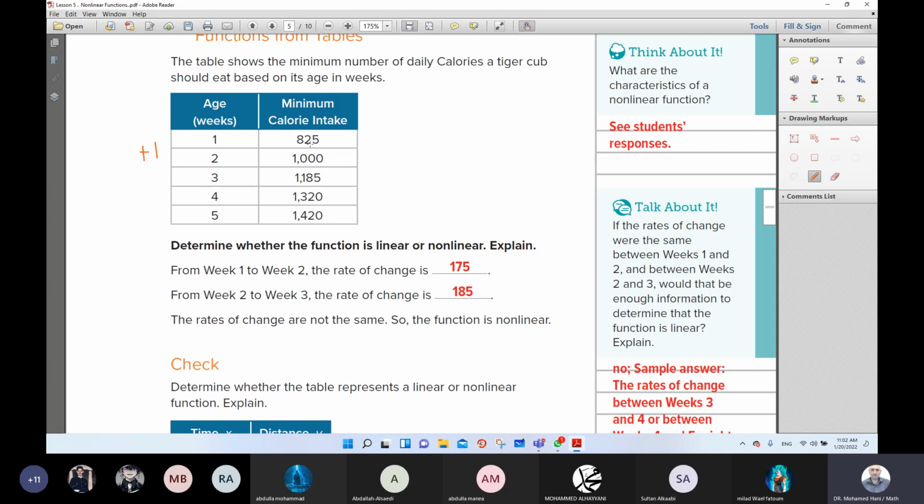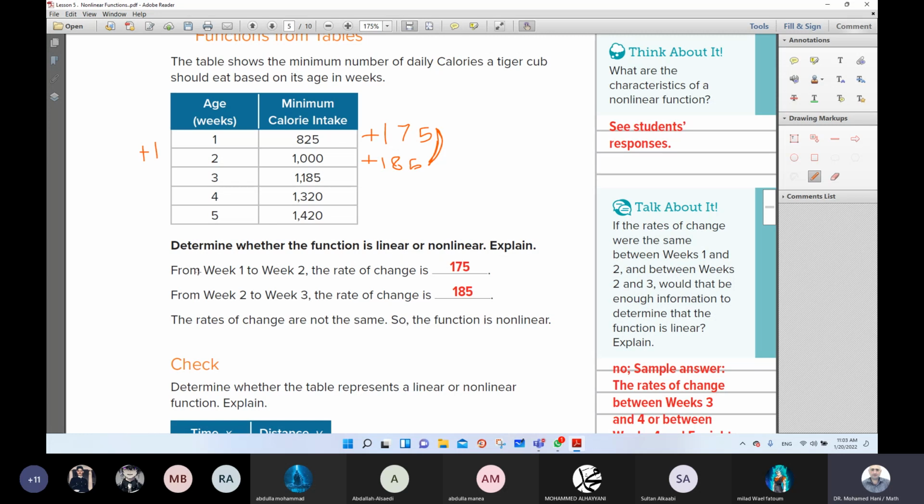In the second column here, 825. If you add 175, you will get 1000. Then if you add 185, you will get 1185. So as you see, we have change here in the value. So this is not constant. So determine whether the function is linear or non-linear.